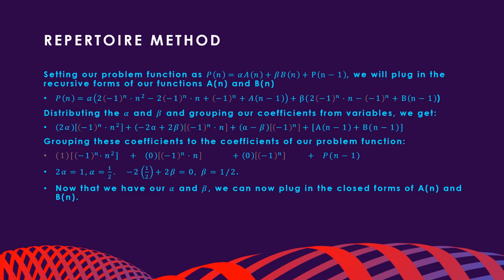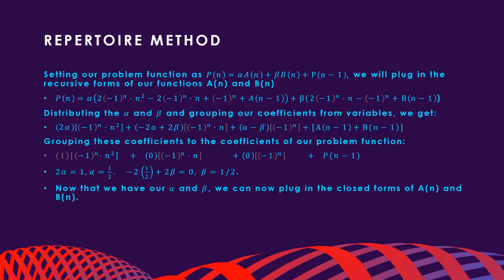And now we set these equal to the coefficients for the variables of our original recursive function, which was simply -1 to the power of n times n squared plus p of n minus 1, which means our -1 to the power of n times n and our -1 to the power of n, the coefficients for those are just 0. And now if we set 2 alpha equal to 1, we get alpha equals 1/2. And if we set -2 alpha plus 2 beta equal to 0, we get beta equals 1/2.